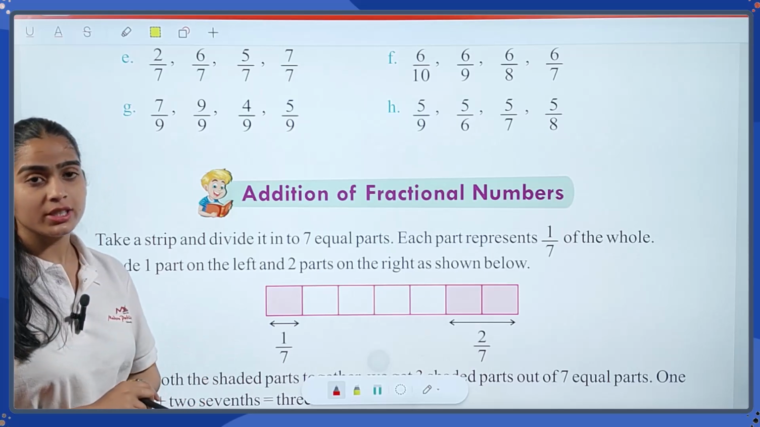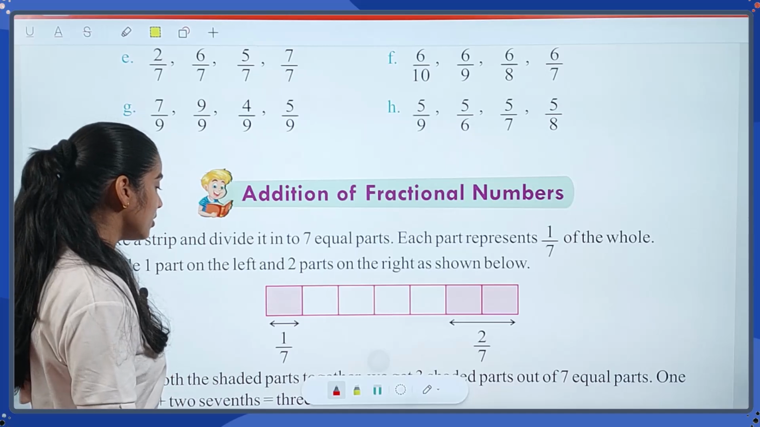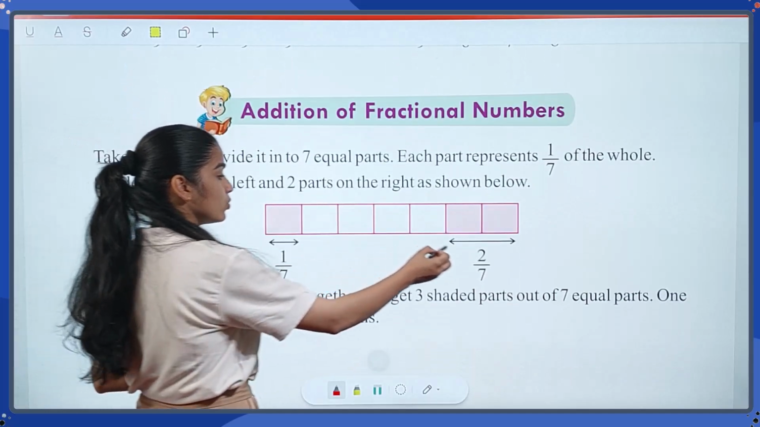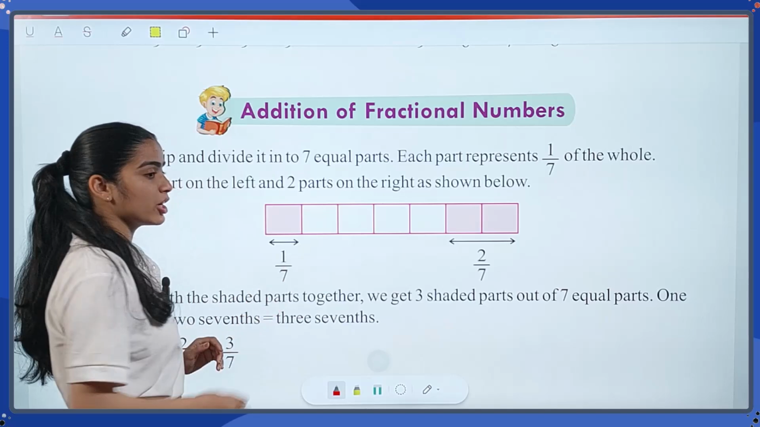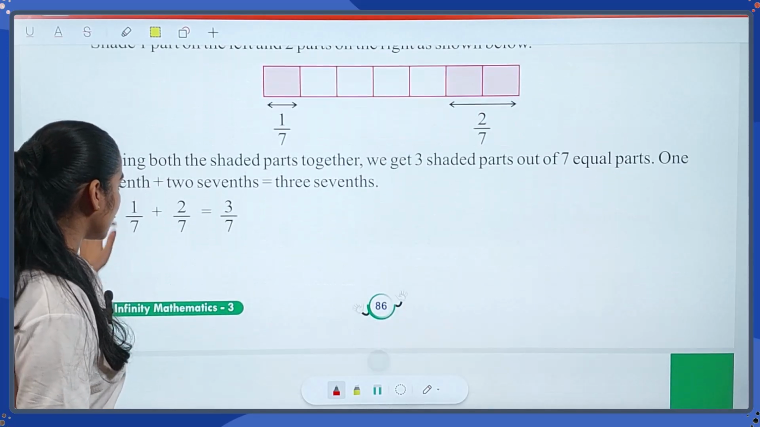Addition of fractional numbers. It is very simple if you have the same denominator. For example, 1 by 7 and 2 by 7. So in total how many parts are shaded? 1 plus 2 is 3. So 3 by 7 is your final answer.